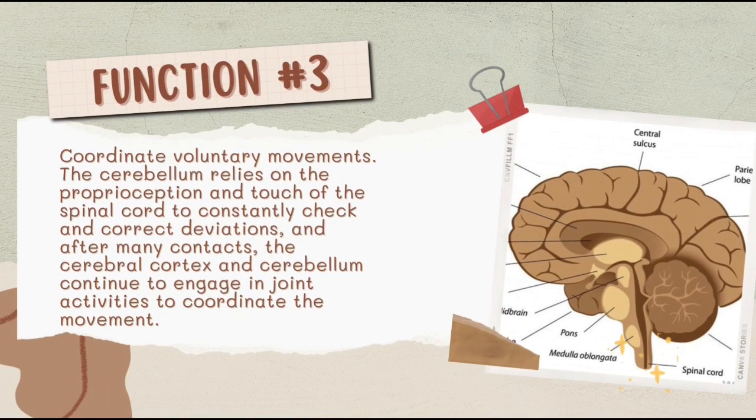The third function is to coordinate voluntary movement. The cerebellum relies on the proprioception and touch of the spinal cord to constantly check and correct deviation, and after so many contacts, the cerebral cortex and cerebellum continue to engage in joint activity to coordinate the movement.